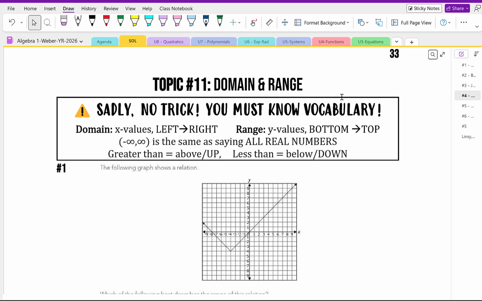Okay. Now, the part that's under it, I do think this is important to remember. Negative infinity to infinity is the same as saying all real numbers. And that's usually about domain, okay? The other one that says greater than is up is like this. And then less than, below, down is like this. So depending on which way your arrows are facing.